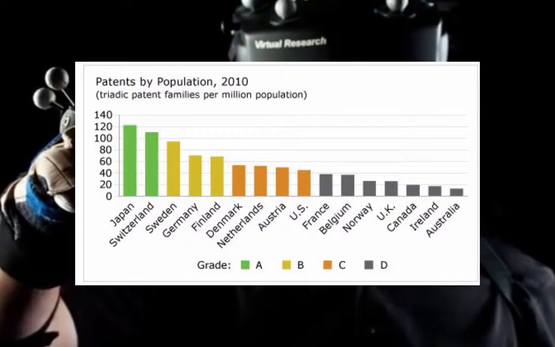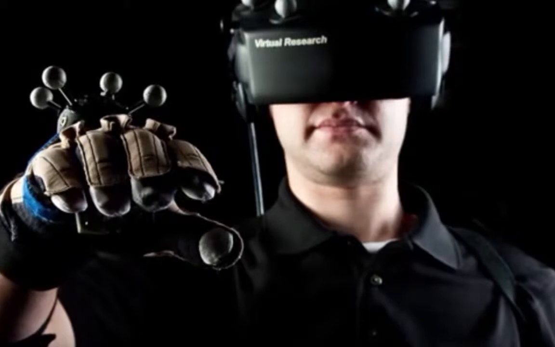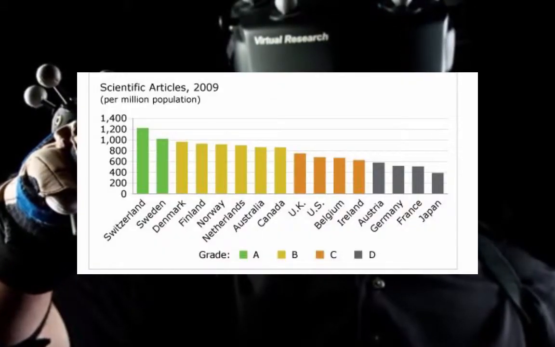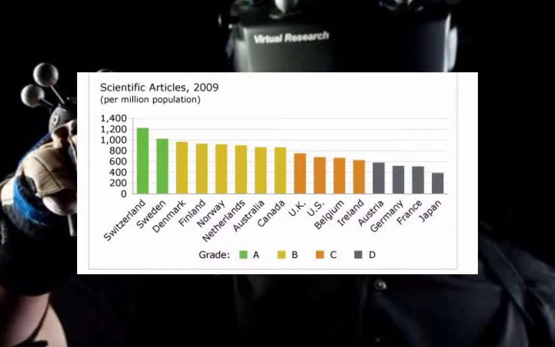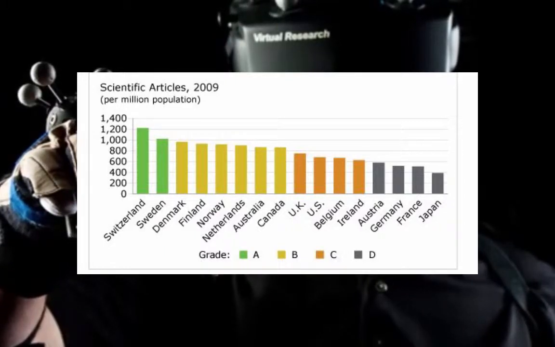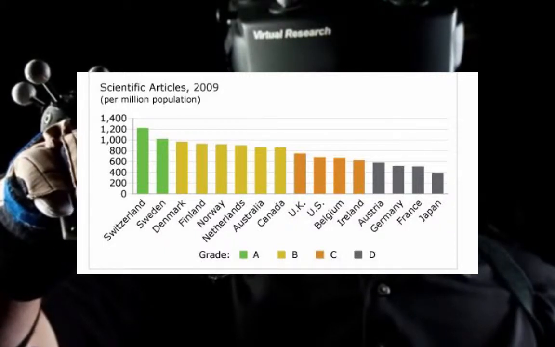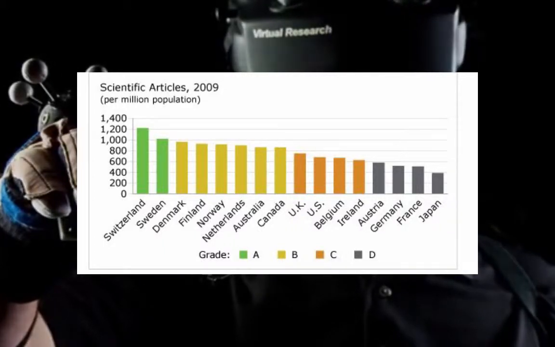As we take a look at the next image, we see that for scientific articles, the most recent data comes from 2009, where Canada receives a B grade for having over 800 scientific articles per million, which is slightly better than that of the US, who received a C grade for having a little over 600 articles per million people.